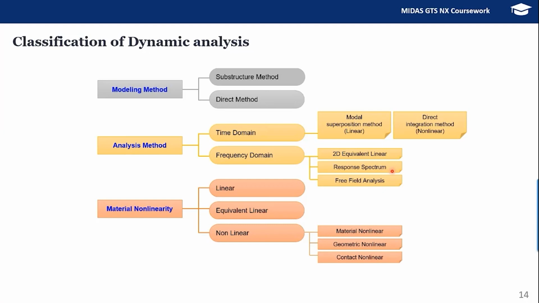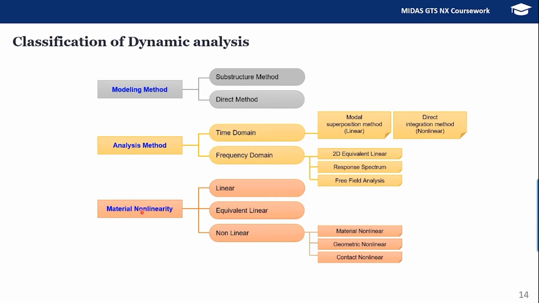As response spectrum is linear, it is more preferable to run for structures. When you go for soil structure interaction and considering seismic, it is always preferable to go for the direct integration method, and the nonlinear or linear direct integration method is preferable, which is a time domain analysis method.